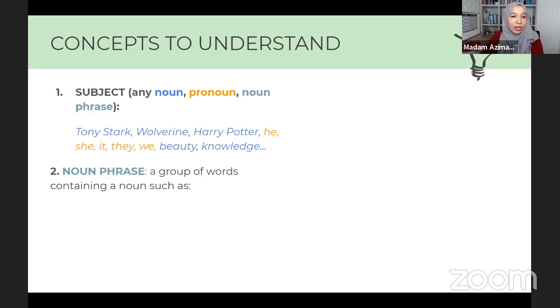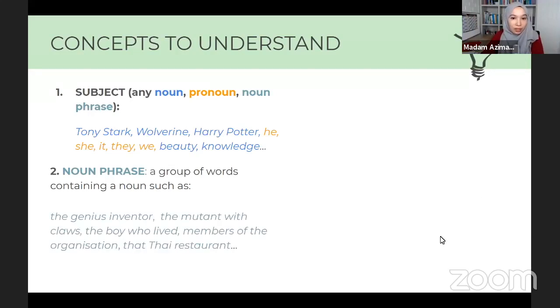Now the second concept, because we have 7 to go through. What's a noun phrase? A noun phrase is basically a group of words containing a noun, such as the genius inventor, Tony Stark; the mutant with claws; the boy who lived, Harry Potter; members of the organization; that Thai restaurant. If you notice, a noun phrase contains a group of words, and inside there's a noun. Clear, everyone? Great. That's concept 2.